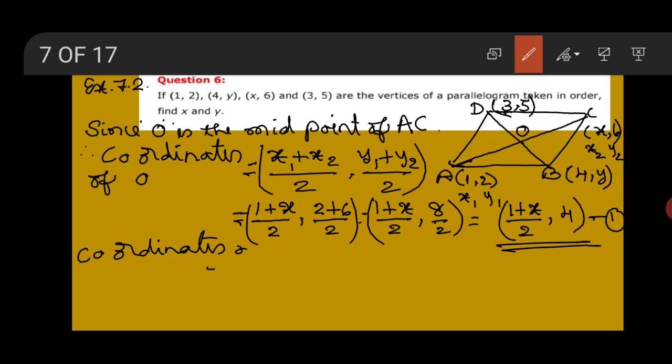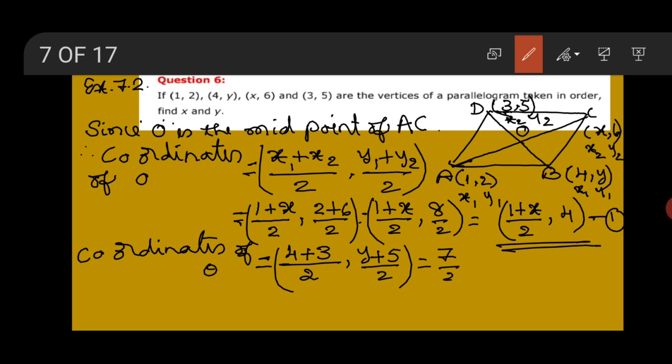Then similarly O bisects BD, therefore coordinates of O is equal to, again apply the midpoint formula. Now take this as x1, y1 and this is x2, y2. Now x1 is equal to what? (4 plus x2, which is 3) divided by 2 and y1 is y plus y2, which is 5, divided by 2. Simplify again, 7 by 2, (y plus 5) by 2. Take this as equation number 2.